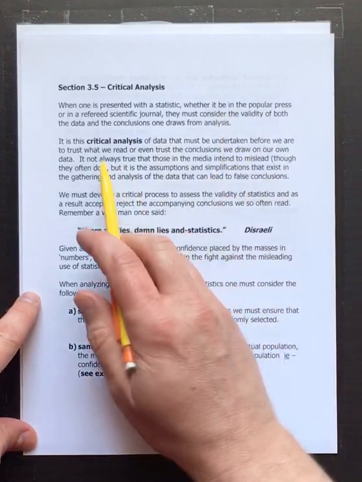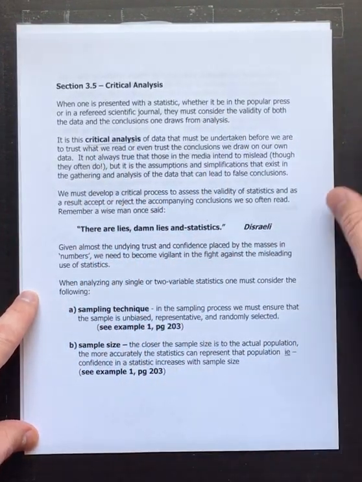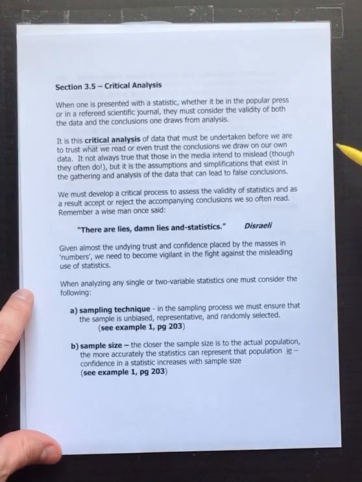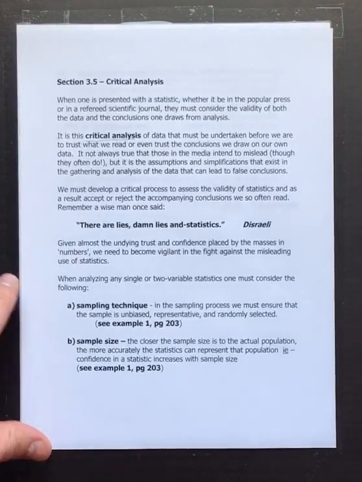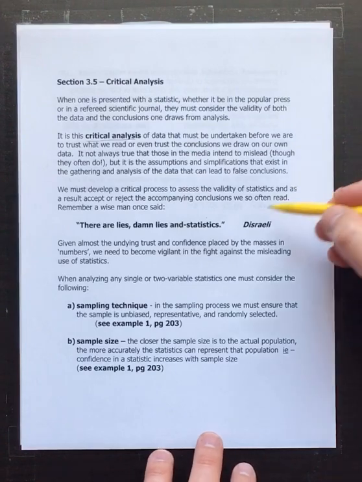Okay? So it's a critical analysis of data that must be undertaken before we are to trust what we read or trust what people tell us. Okay? Just because they're in a lab coat and they did a scientific study and they crunched all the numbers doesn't mean it's true. We know the causality. Causation doesn't equal correlation all the time. We have to look carefully at the situation and how the experiment was structured in order for us to better understand it.